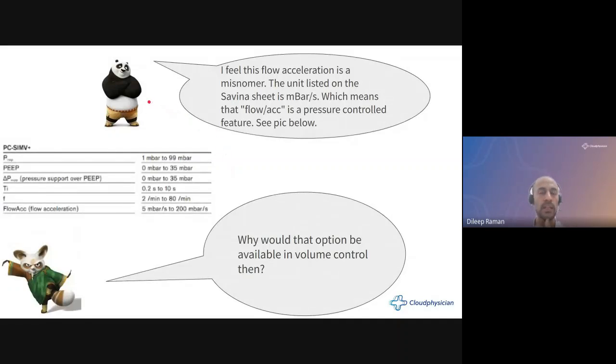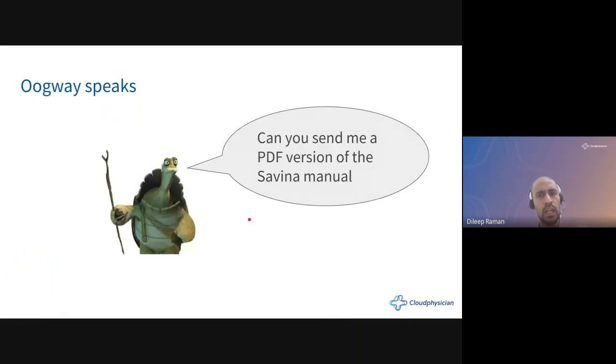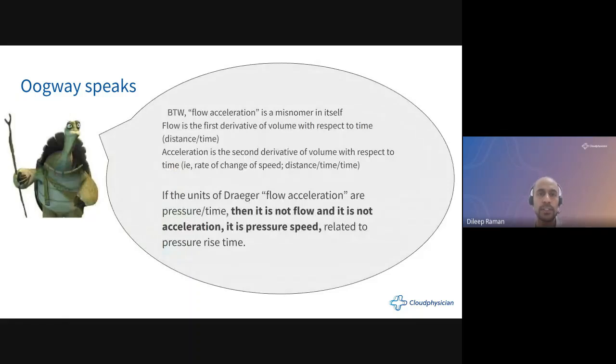So the question between the two people discussing this is that this flow acceleration seems to be a misnomer, because it's not flow acceleration. It's actually a change in pressure. So flow acceleration is probably better called pressure speed, because it's a rate of change of pressure. And the other doctor here is saying, why is that option then available in volume control? Because volume control is quite different. Now, there's another senior professor here who actually wrote some of the parts of ventilator nomenclature, asking for the entire PDF of the Savina manual to analyze this further.